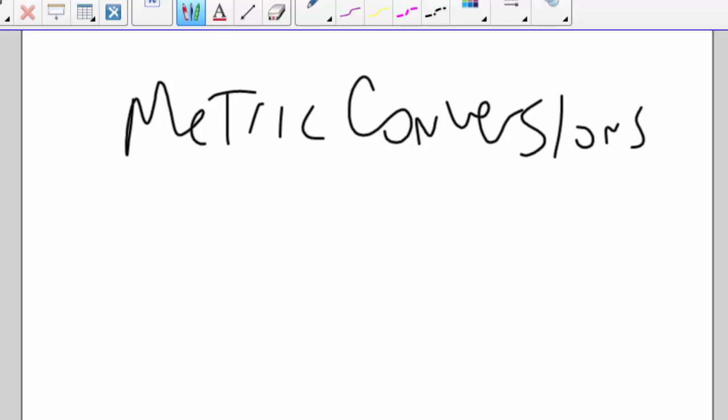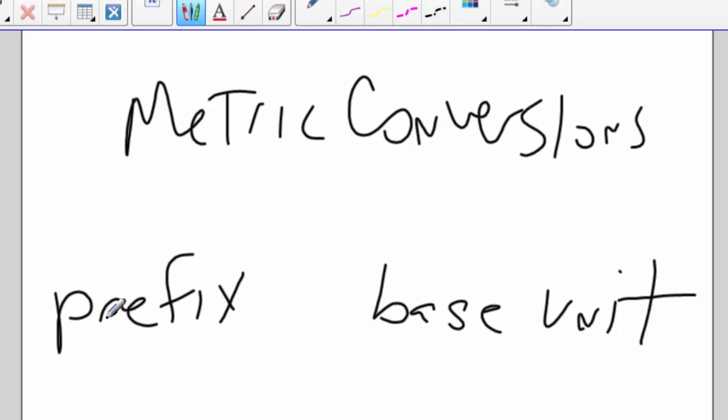Now remember, metric units consist of two parts, a prefix and a base unit. The prefixes are the same no matter what the base unit is. So all you have to memorize are prefixes. If you memorize the prefixes, it doesn't matter what the base unit is. The prefixes will always work the same.